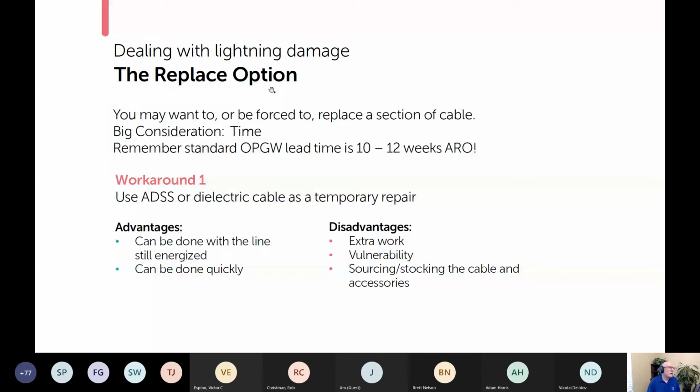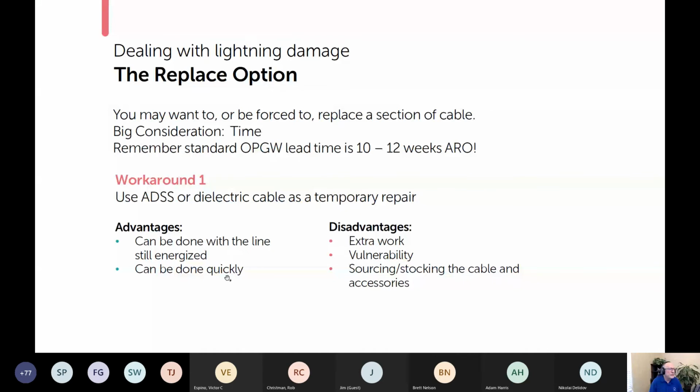If you don't have cable immediately available, one of the workarounds is that you could use ADSS or some kind of a dielectric cable as a temporary repair. Advantages: that can be done with the line still energized. So the phase conductors can still be operated while you're making this repair, and it's a pretty quick and easy repair most of the time.